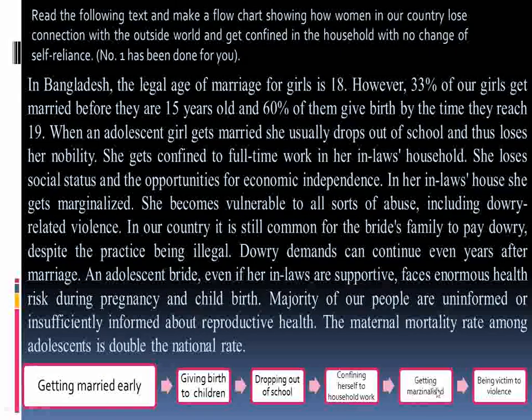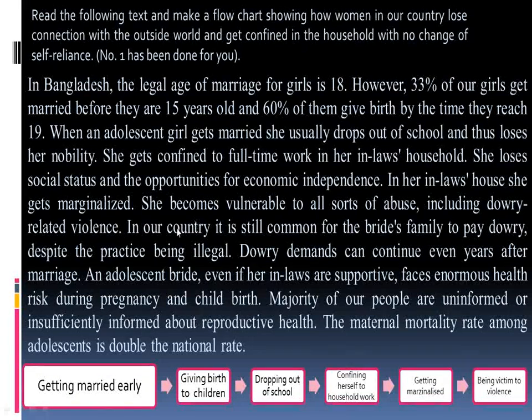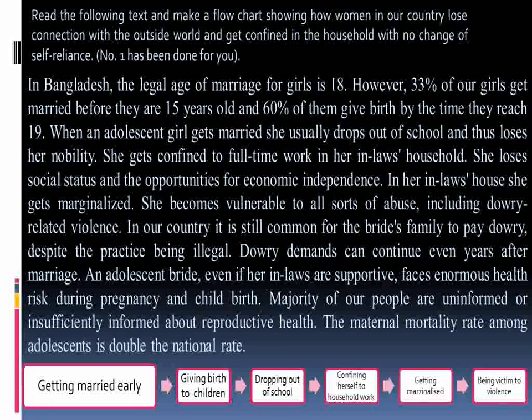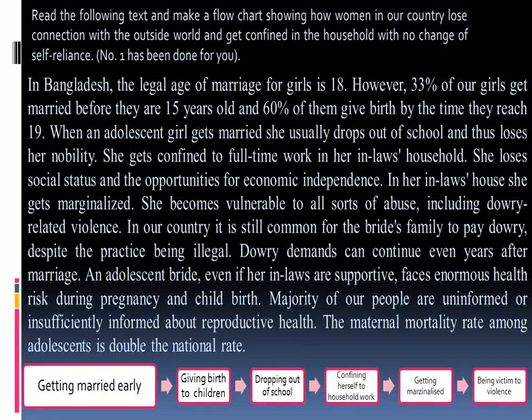In our country, it is still common for the bride's family to pay dowry. Despite the practice being illegal, dowry demands can continue even years after marriage. An adolescent bride, even if her in-laws are supportive, faces enormous health risks during pregnancy and childbirth. The majority of our people are uninformed or insufficiently informed about reproductive health. The maternal mortality rate among adolescents is double the national rate.